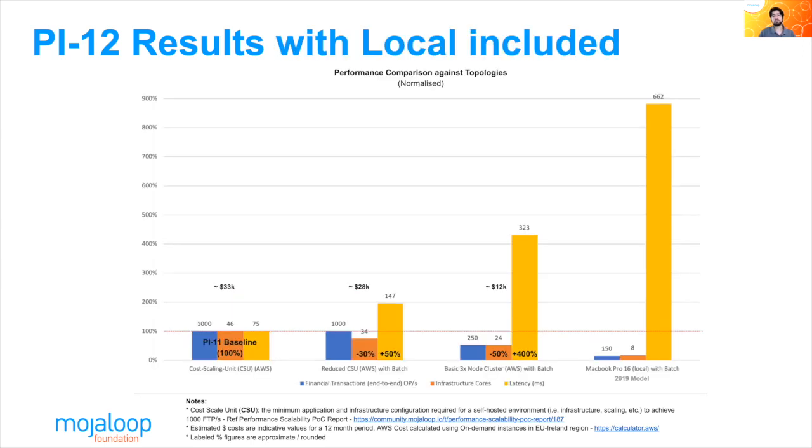Then additionally, we also tried to run this on something a bit cheaper, like my local development PC, which is a MacBook Pro 16, a 2019 model with 8 cores. Prior to the batch implementation, I was only able to achieve around 25 financial transactions per second, which wasn't particularly great. But by implementing this batch, I was able to achieve nearly a 500% improvement, to 150, which is a great result, I think, for only an 8-core little laptop.